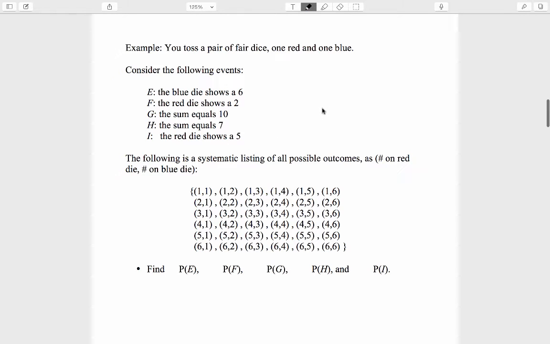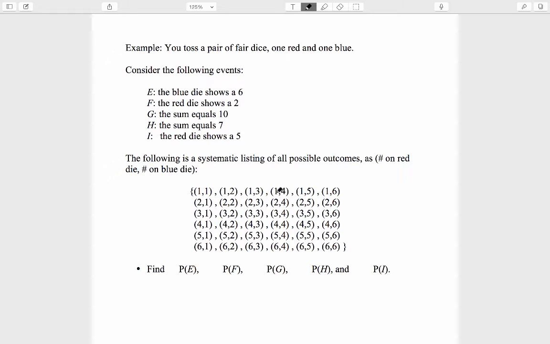Here's another example which is helpful for understanding conditional probability. We will consider the following 5 events: E, that the blue die shows a 6, F, that the red die shows a 2, G, that the sum equals 10, H, that the sum equals 7, and I, that the red die shows a 5. So the following is a systematic listing, as usual, of the 36 different possible outcomes in the sample space. The 36 equally likely possible outcomes of this experiment.